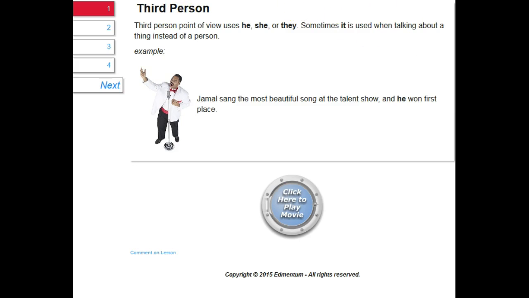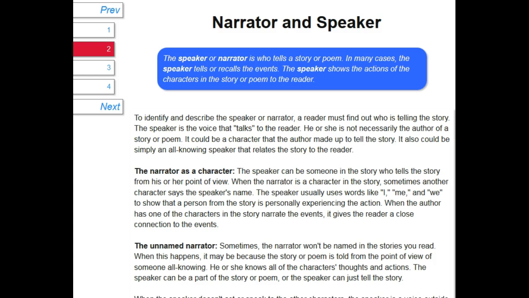Third person point of view uses he, she, or they. Sometimes it is used when talking about a thing instead of a person. For example, Jamal sang the most beautiful song at the talent show and he won first place. You can now pause this recording and click here to play the movie in your lesson.